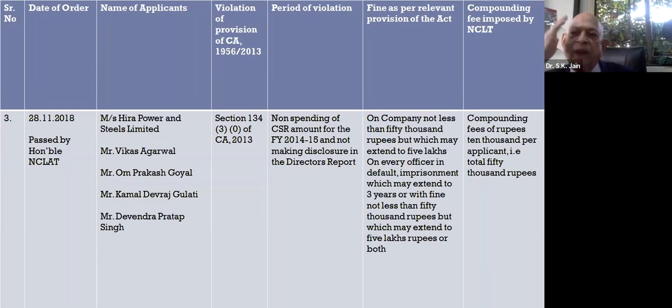Now, what compounding fee was imposed? Compounding fees of ₹10,000 per applicant. Now it is done by NCLT. Kindly see, minimum prescribed fine is ₹50,000, but NCLT has a judicial power. So what NCLT did, it didn't impose even the minimum fine prescribed under section 134 for violation of not giving any reason. So, on directors, total 50,000 rupees.